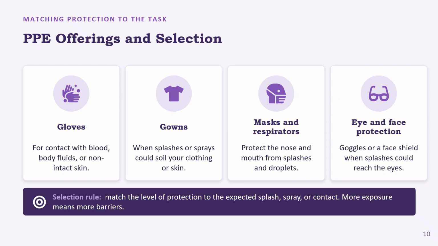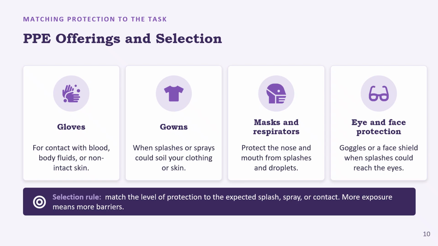Eye and face protection, meaning goggles or a face shield, is added whenever a splash or spray could reach your eyes. A face shield protects the whole face, while goggles focus on the eyes. Tie it together with one selection rule. Match the level of protection to the expected splash, spray, or contact. The more exposure you anticipate, the more barriers you add.